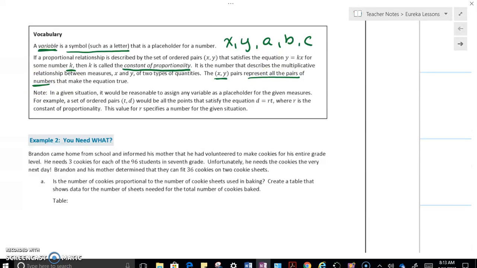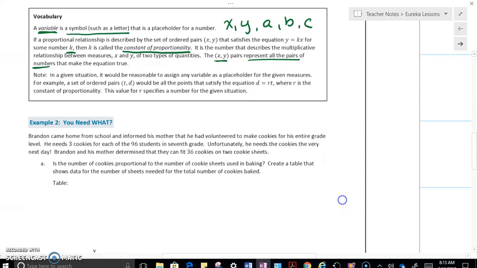Now, sometimes X and Y change. If I use, let's say, the formula distance equals rate times time, then I'm going to be dealing with T and D. In other words, we're just using the formula D equals RT.